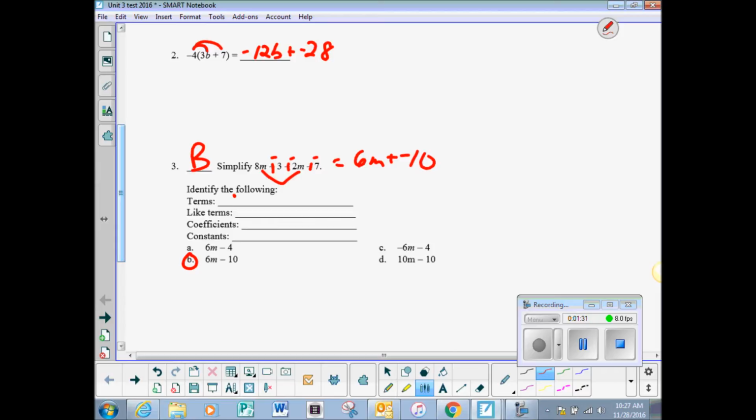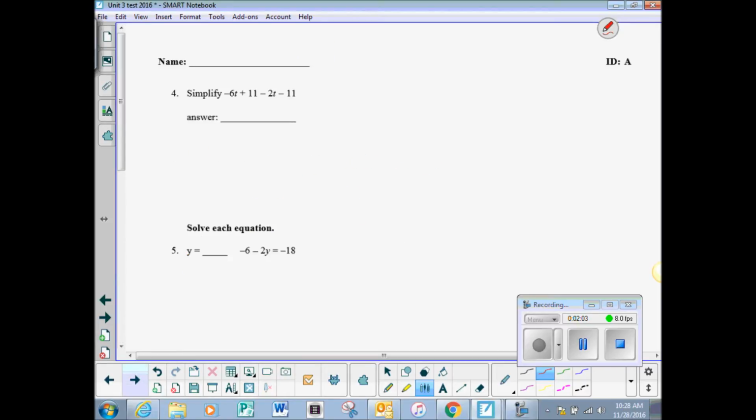Okay, what are the terms? 8m, negative 3, negative 2m, negative 7. What are like terms? 8m and negative 2m are like terms. Negative 3 and negative 7 are like terms. What are the coefficients? That's the number next to the variable, 8 and negative 2. What are the constants? Those are the numbers by themselves, negative 3, negative 7. So, that problem was worth 5 points. A lot of you missed halves because you didn't take the sign with you. So, learn from that mistake.